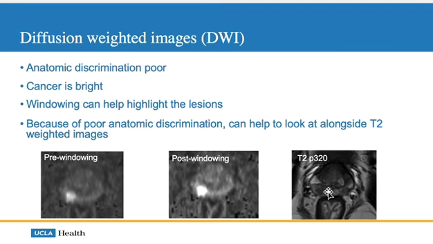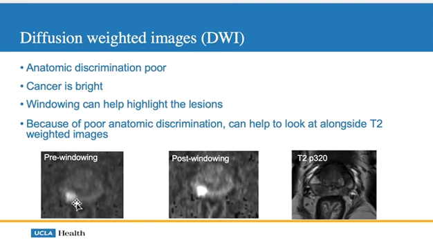So you may recall, this is that example I showed before of this relatively large conspicuous lesion in the right side of the midgland of the peripheral zone here. This is that T2 320 sequence that lets you look at the prostate very well. And then these are the diffusion weighted images. So this is what it looked like before I windowed it.